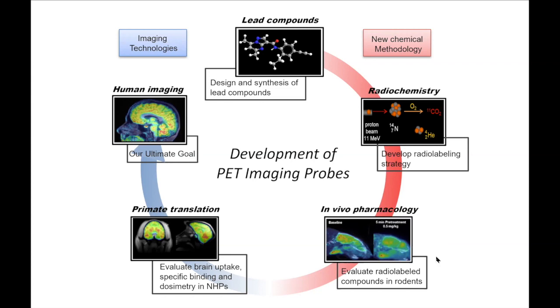Another way to test specific binding is to use disease models, where we know that the target protein or receptors are expressed high or low in certain models. If we can see the difference, and match the in vivo data with the ex vivo data, that means the specific binding of the probe is good.